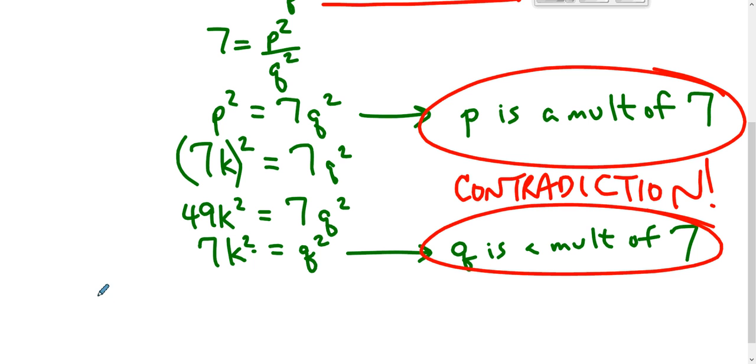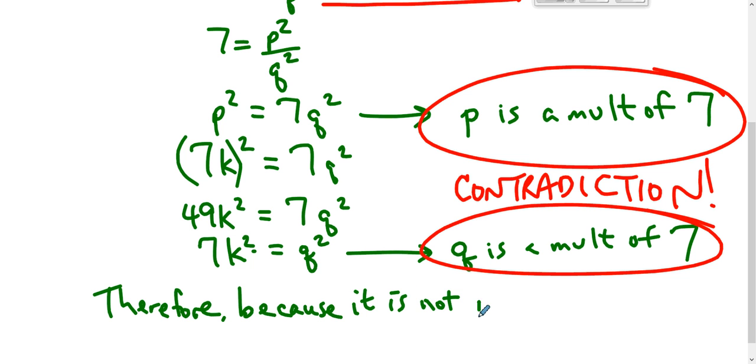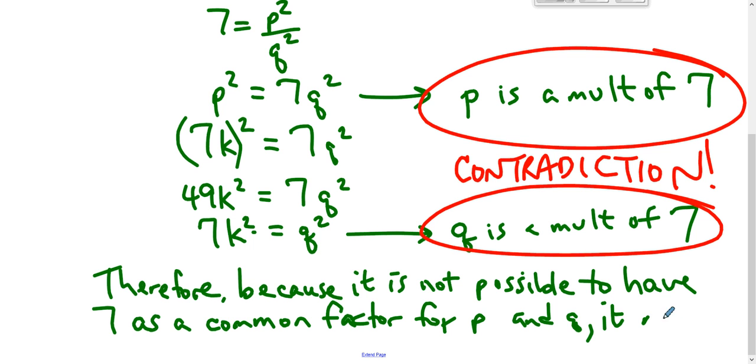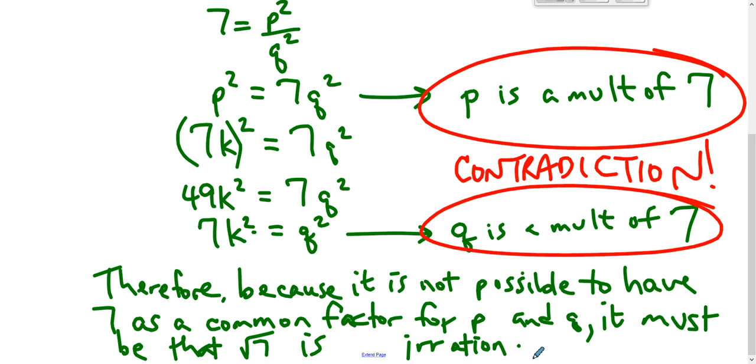So, therefore, I'm so sorry. Therefore, because it is not possible to have 7 as a common factor for p and q, it must be that the square root of 7 is irrational. Done.